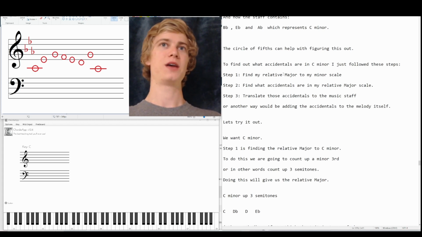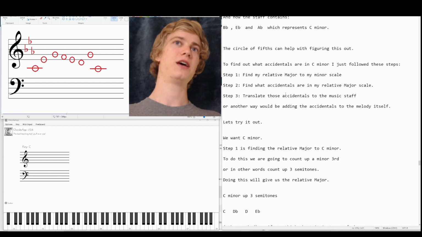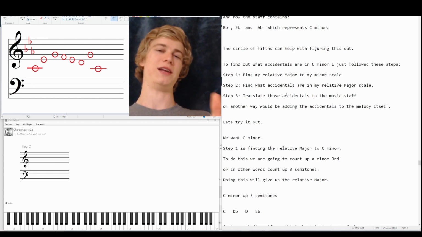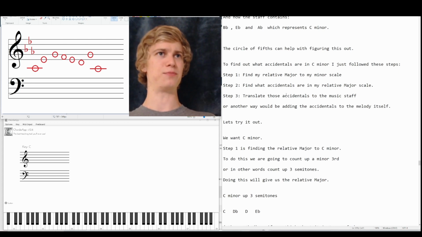Step 1, find my relative major of that minor scale. Step 2, find what accidentals are in my relative major scale. And then step 3, translate those accidentals that you found in your major scale to the staff, or another way would be adding the accidentals to the notes itself or the melody itself if you're not going to be actually writing the music down. But I mean, writing and reading music is pretty simple.